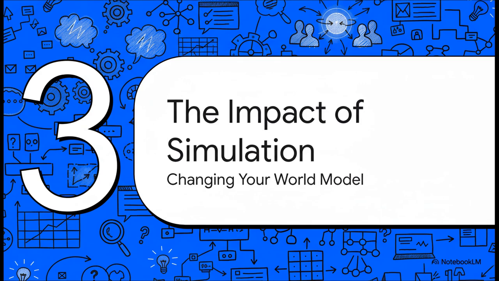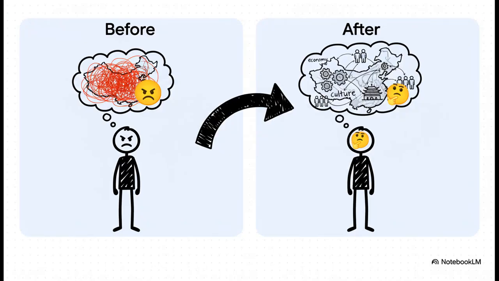And actually using a tool like this, well, it has a really profound effect on your brain. Which brings us to section 3, the impact of simulation, how it actually challenges and adds new layers to your world model. I mean, check this out. This is feedback from an actual user. Before they used the simulation, their viewpoint was super simple. China's bad. But after playing as that stakeholder, their perspective was totally rewired. It's not that they suddenly agreed with everything, but they understood it. They saw these complex motivations, these internal pressures they had never even thought about before. Their world model didn't just change, it got a whole new level of detail.